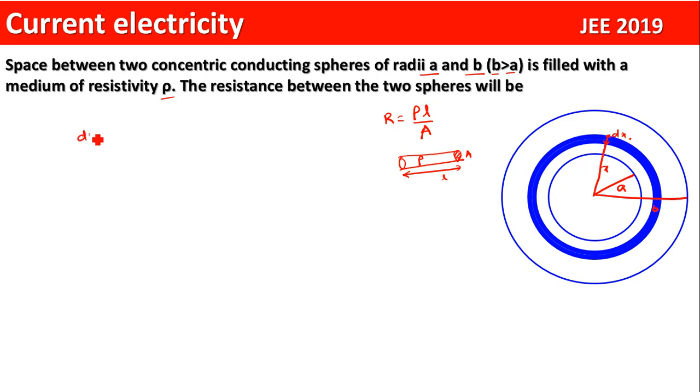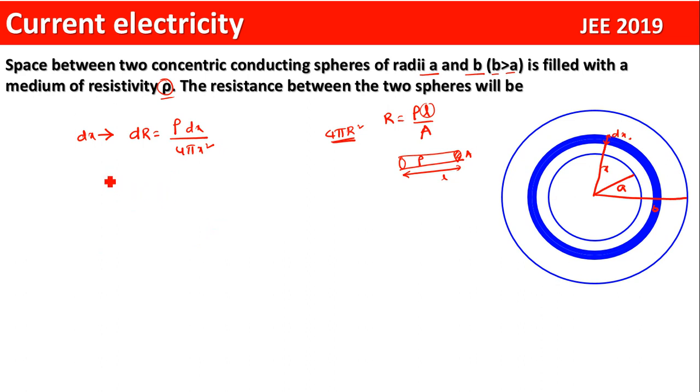Now for the dx elemental strip, the resistance will be dR, isn't it? So that will be rho, the material's resistivity. And what about the length you need to consider? That is dx. dx is the thickness along which the current will be passing through. So rho dx, and the cross sectional area, here it is a surface area. The surface area of a sphere is 4 pi r square generally. So here it will be 4 pi x square. That's it, right?